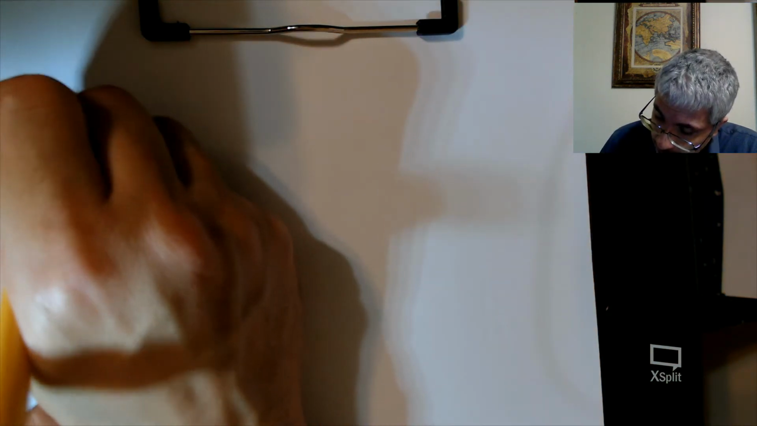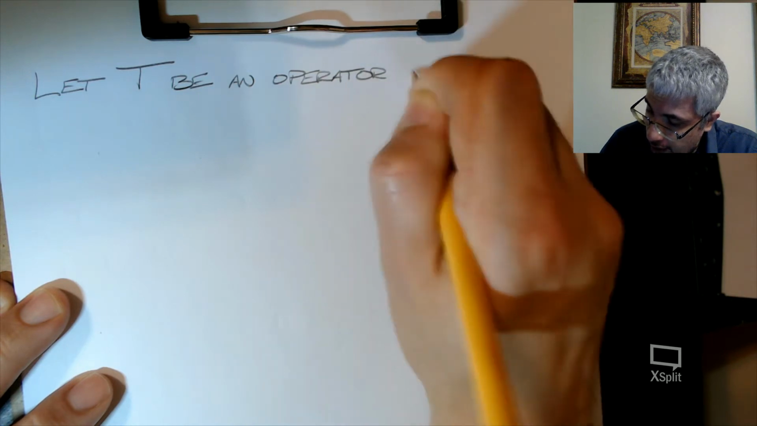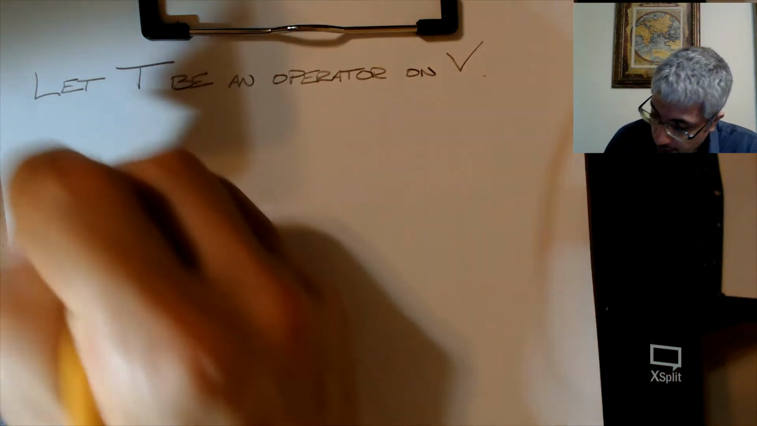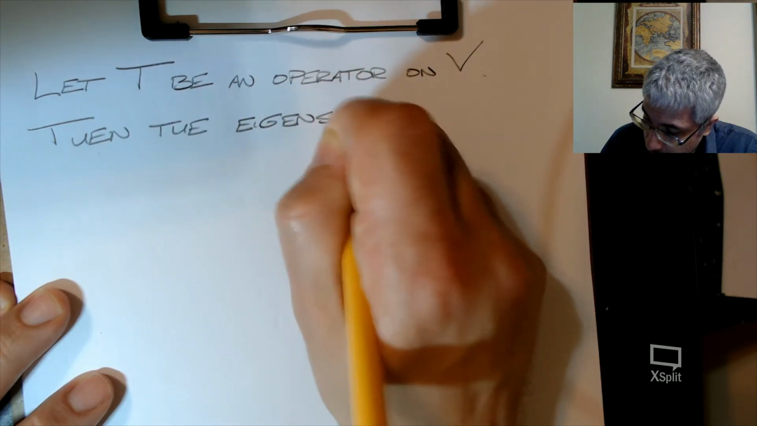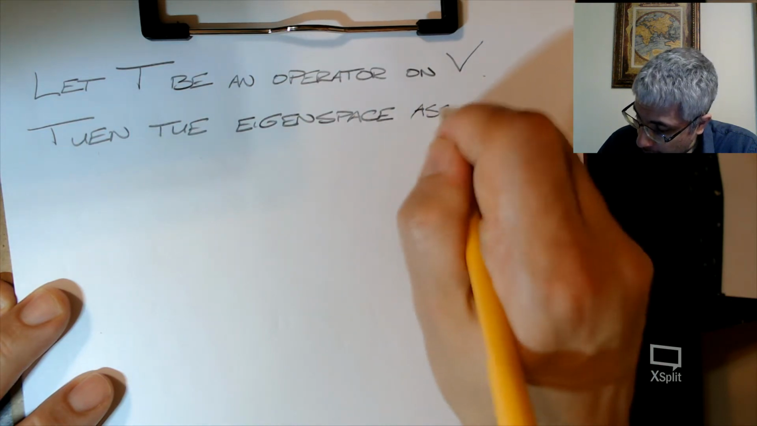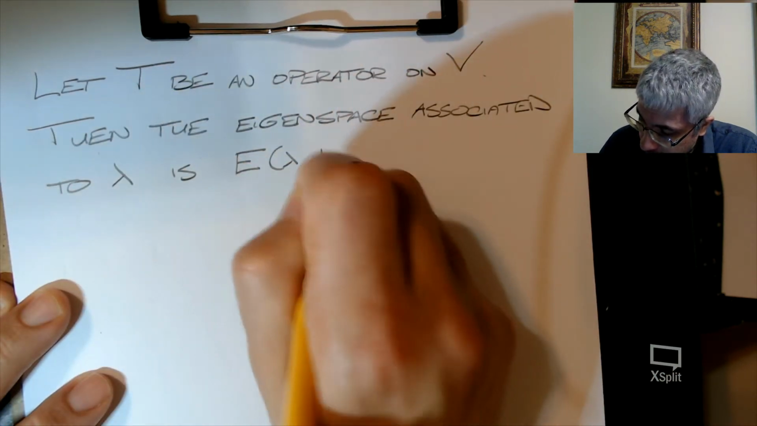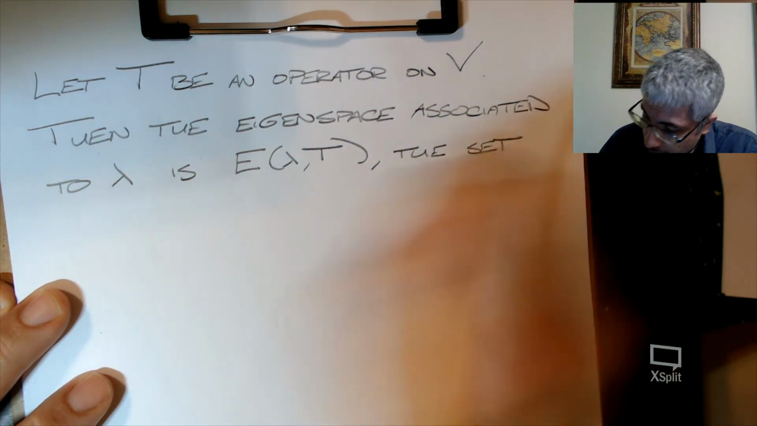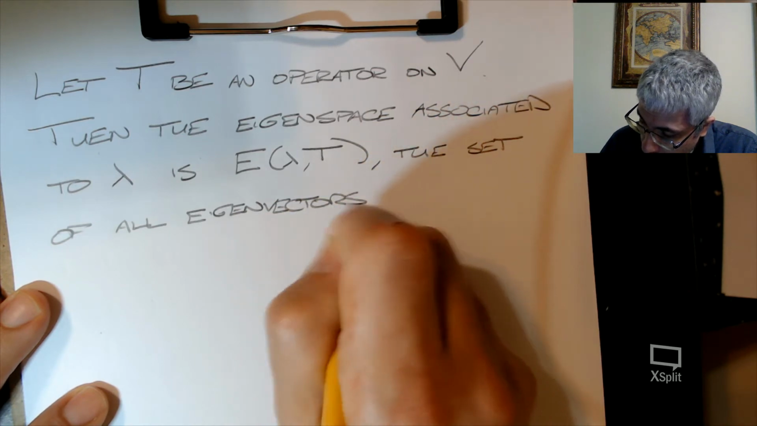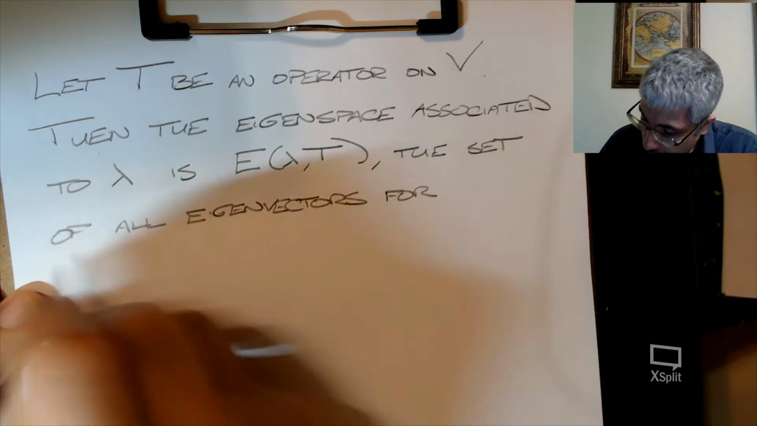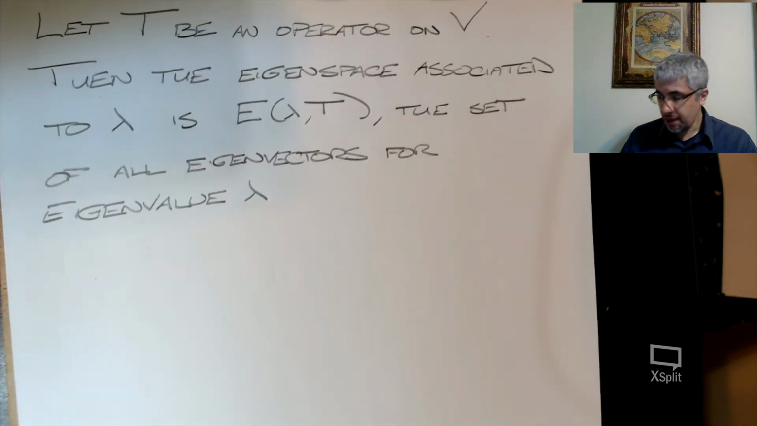So let T be an operator on V. Then the eigenspace associated to lambda is E lambda T, the set of all eigenvectors for eigenvalue lambda. Now I'm not putting a period there for a reason.